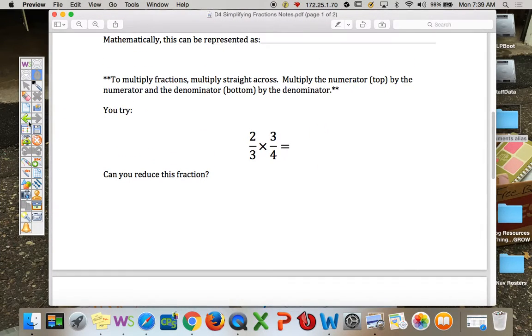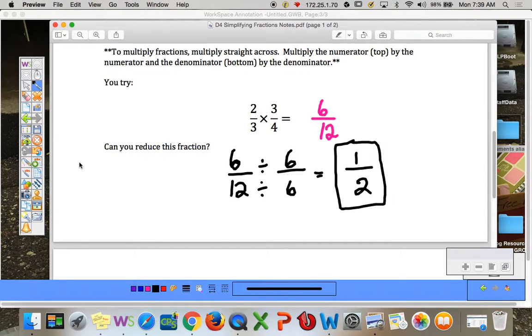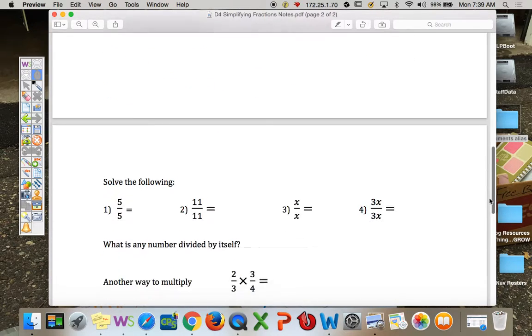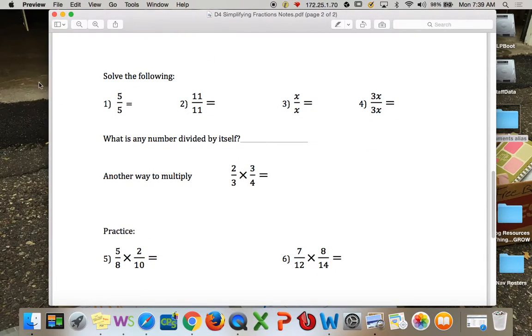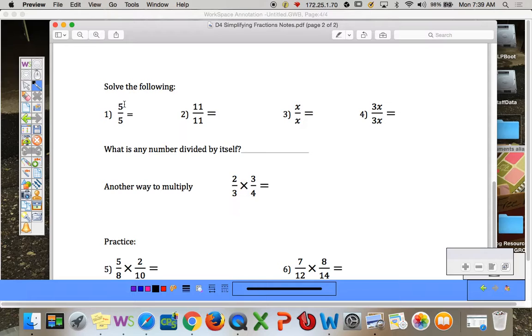Okay, there's an easier way to do this, though. Well, actually, we'll come back to this problem. Okay, let's solve the following. What is 5 divided by 5? How many times does 5 go into 5?